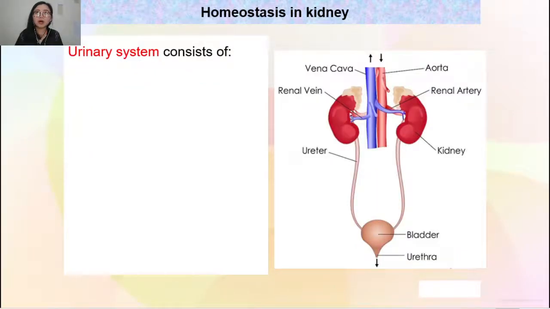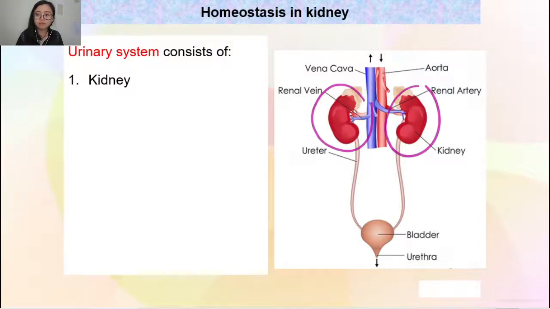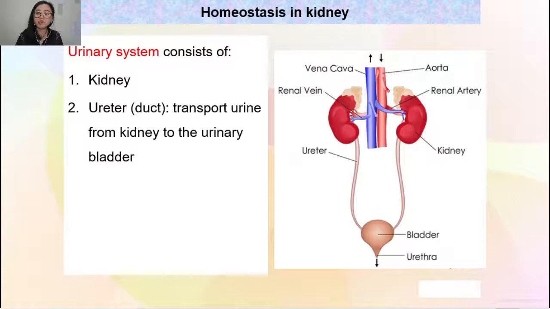When we talk about the system in your body that produces urine, it's called the urinary system. Of course, we are talking about these things. Your urinary system will consist of your kidneys. It will consist of the ureter, which is this duct, this pair of tubes that transport urine from kidney to the urinary bladder.